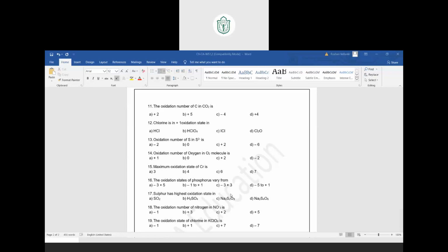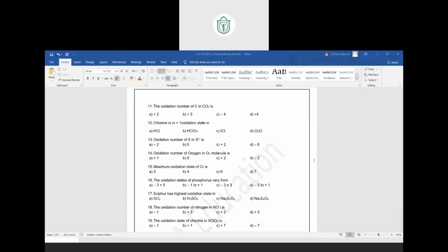Majority answers are saying option C. 16th one I am discussing about. Oxidation number of phosphorus. Option A is correct answer. Option A. The reason is phosphorus can form two compounds like PH3. PH3. Anish, look at the compound. No, that's why I'm repeating. I'm discussing about the 16th question.